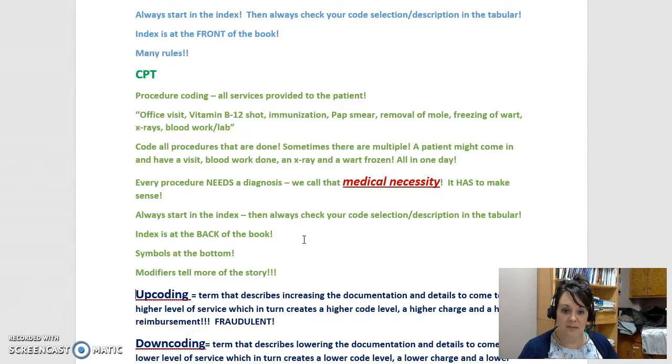Okay, medical necessity is huge. You've got to know that term. Again, in CPT, we always start in the index. But with CPT, it's opposite. Our index is in the back of the book.